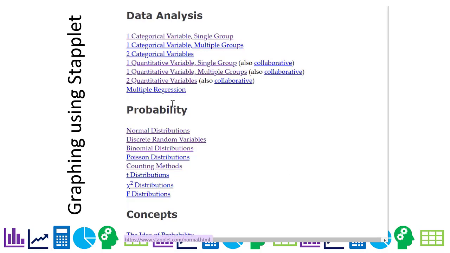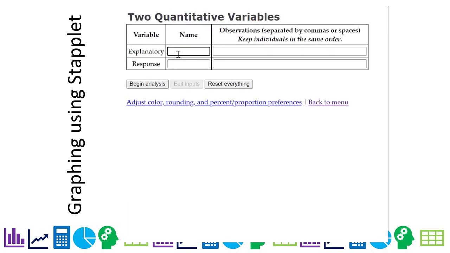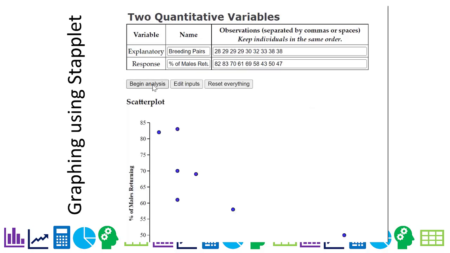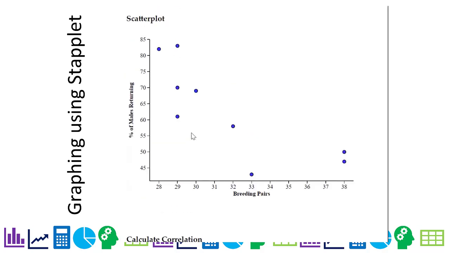You go to statlet.com and you look for two quantitative variables. In this case, our variables are breeding pairs and percent of males returning. So I'll go ahead and click that. Type in breeding pairs. And then you can just put in the values with or without commas between them. So very easy to enter here. And then you hit begin analysis. And there is your scatter plot.